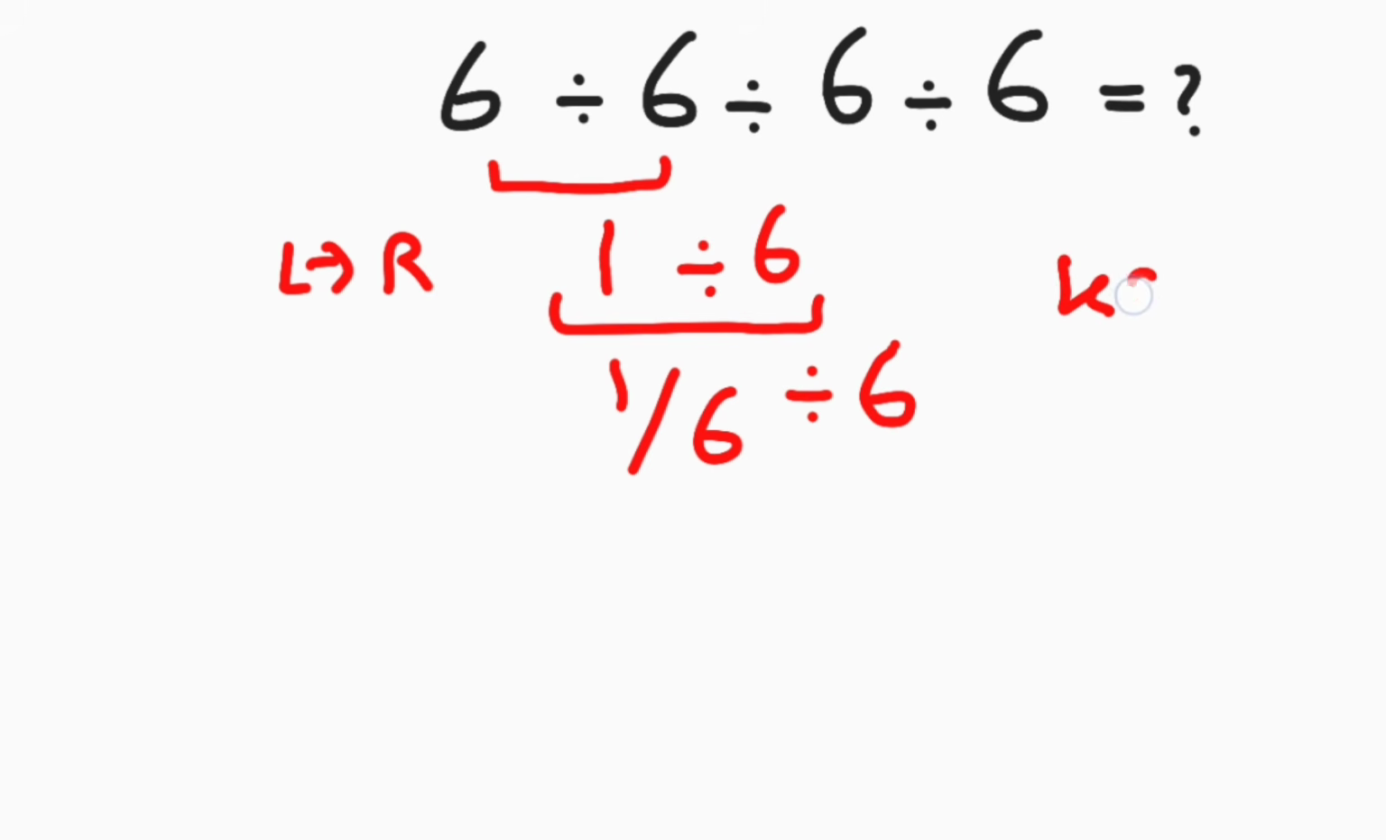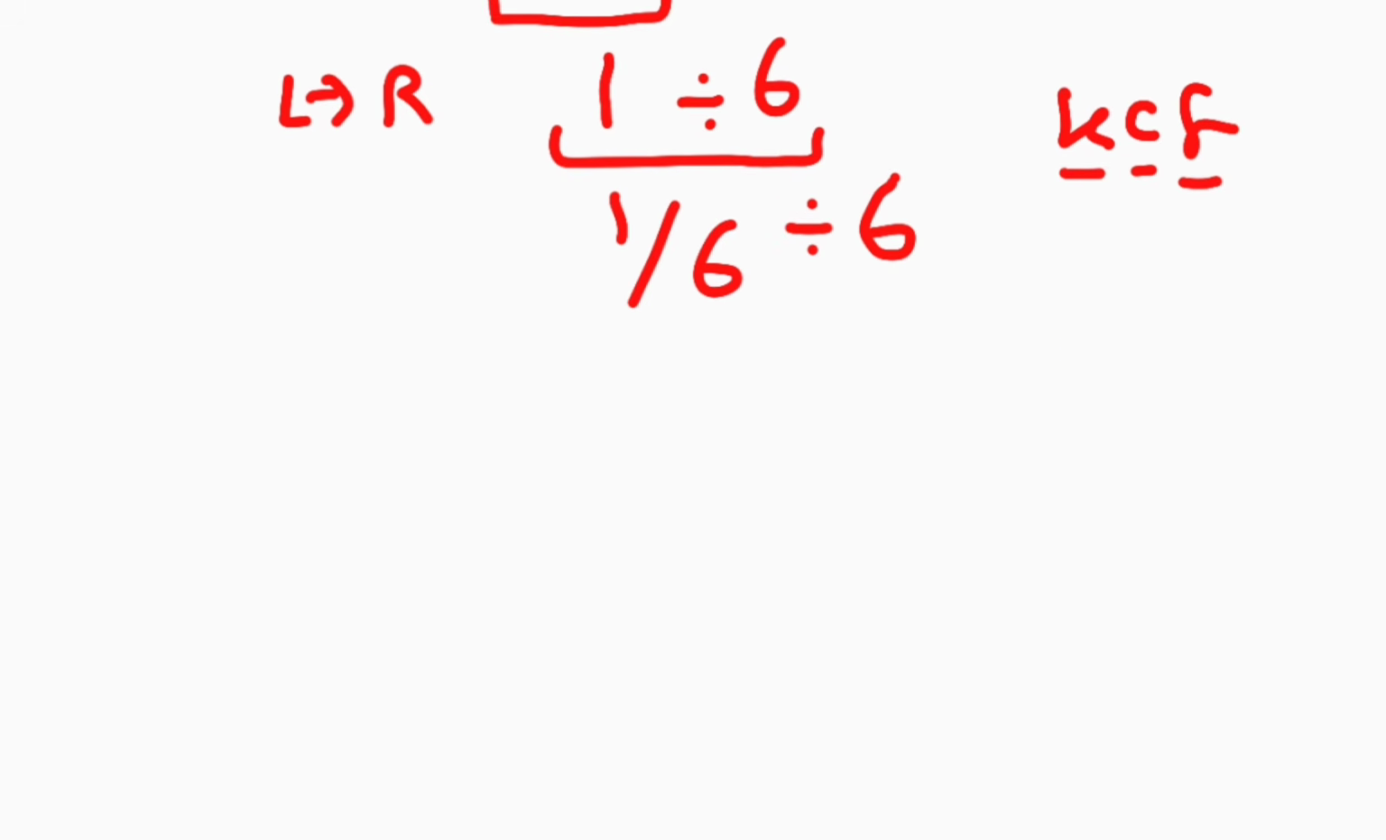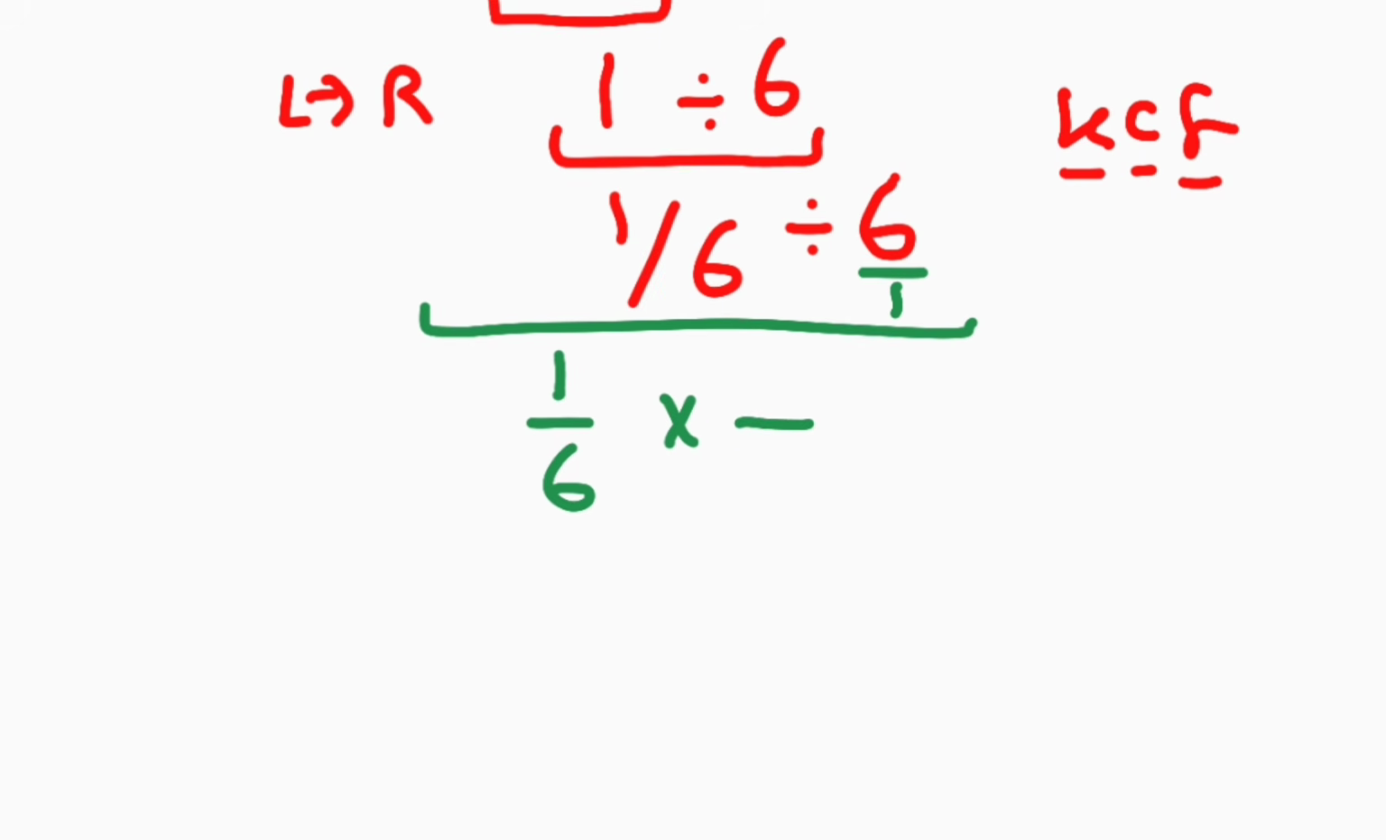According to the KCF rule, K stands for keep the first fraction, C stands for change division to multiplication, and F stands for flip the next fraction. So, according to this rule, keep the first fraction 1 over 6, change division to multiplication, and flip the next fraction. 6 over 1 changes to 1 over 6.